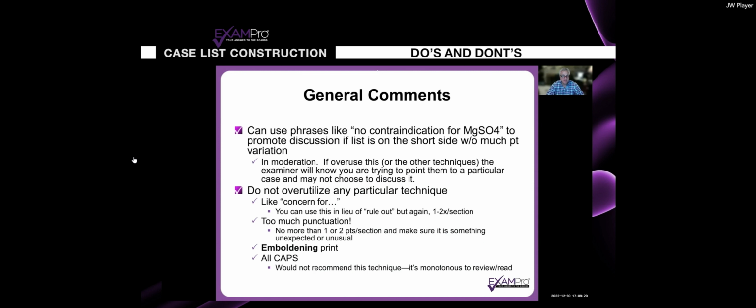These are general comments. For your list, you can put things like no contraindication for mag sulfate to promote discussion on your list if your list is short and without much patient variation. So I have some people who only have 20 cases, for example, for their OB, and they're not super exciting cases. So you can try to promote more discussion by using the no contraindication, or GBS, no penicillin allergy. Again, attempting to get the examiner to say, well, what if she had a penicillin allergy?